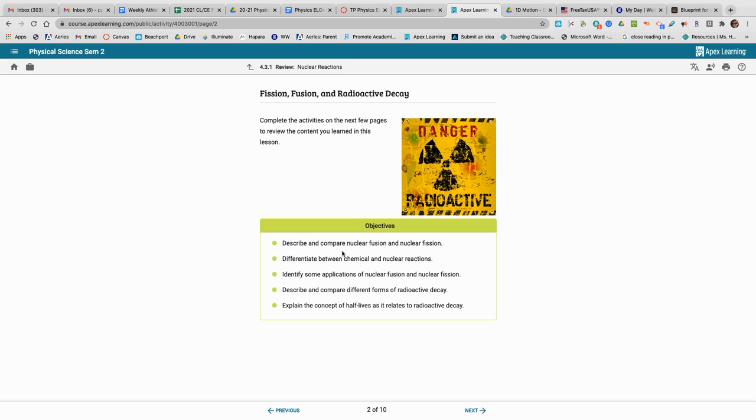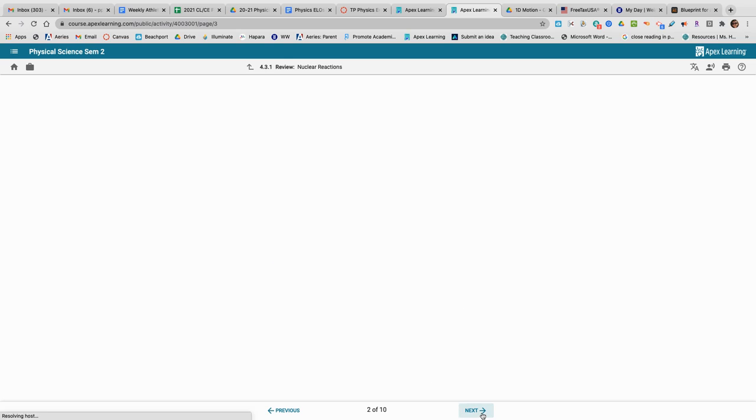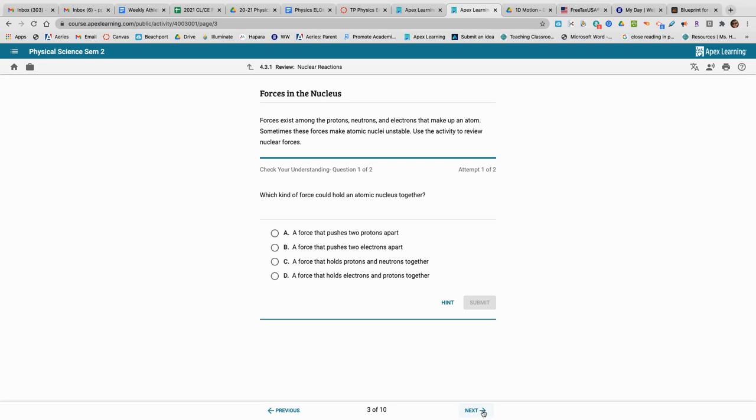These are the objectives: describe and compare nuclear fusion and nuclear fission, differentiate between chemical and nuclear reactions, identify some applications of fusion and fission, describe and compare different forms of radioactive decay, and then explain the concept of half-lives. So we'll get to that. This first activity says forces exist among the protons, neutrons, and electrons that make up an atom. Sometimes these forces make atomic nuclei unstable. Use the activity to review nuclear forces.